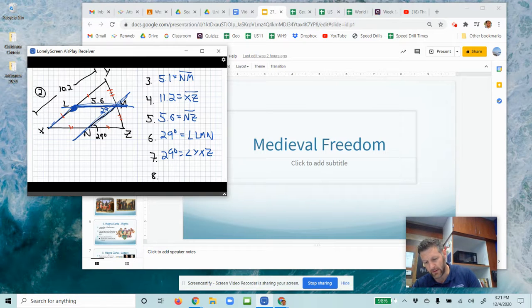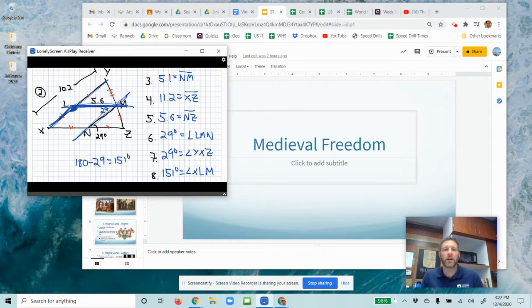No. You can see that if we look at the transversal, those are not alternate interior. They're not corresponding. They're same side interior. See, the stuff we've learned previously is still important. So that means 29 and the angle I'm looking for are supplementary. So I need to do 180 minus 29, and that's going to give me the angle I'm looking for. That is 151 degrees, which makes sense because you can see XLM is a big obtuse angle compared to the 29 degrees. So 151 degrees equals angle XLM.